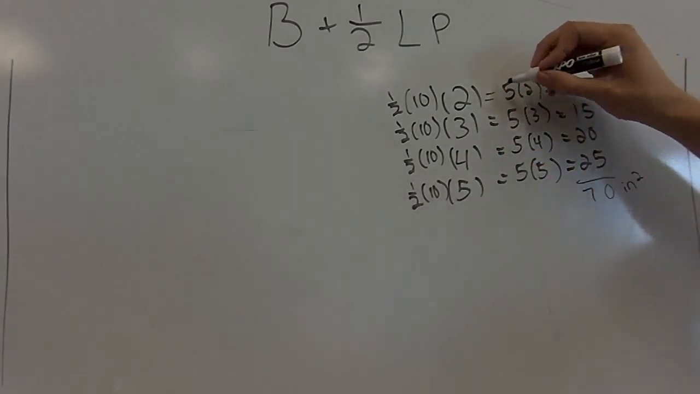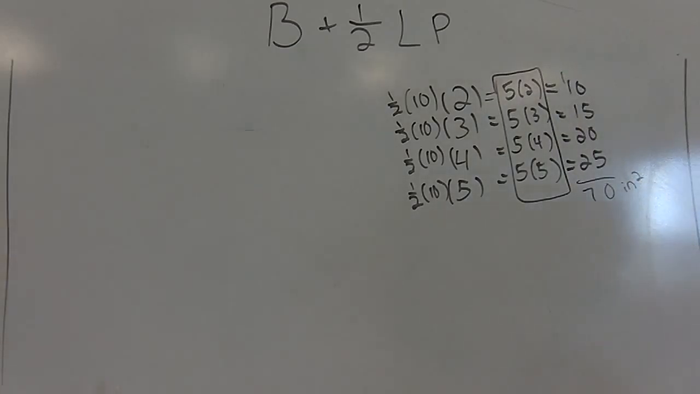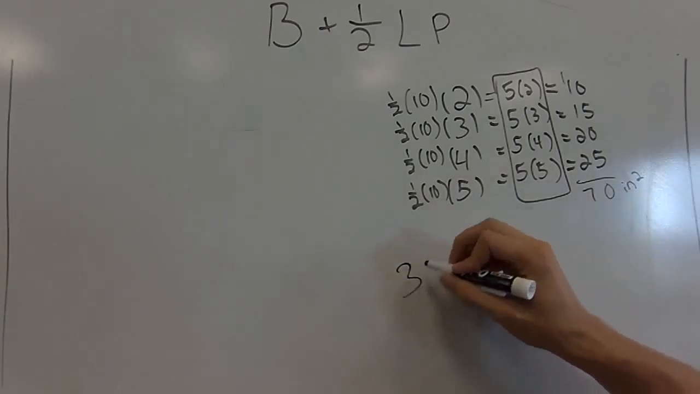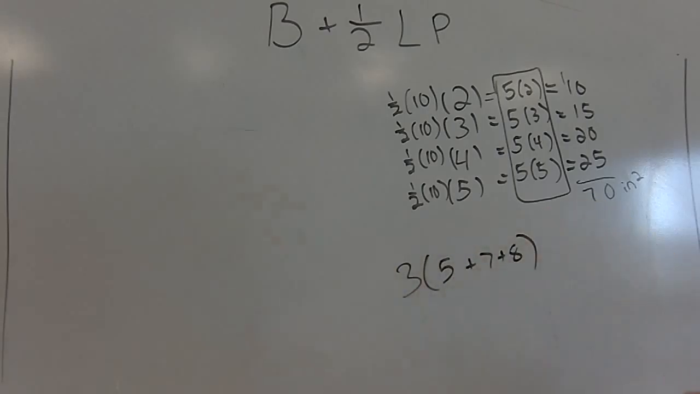So if we take a look here, this should remind us of the distributive property. Because the distributive property is taking one number and multiplying it by many numbers. Remember the distributive property: if I have the 3 on the outside, and I have a 5 plus 7 plus 8 inside, I'm doing 3 times 5, 3 times 7, 3 times 8. So I'm multiplying that 3 by many numbers. I'm multiplying 5 by many numbers.